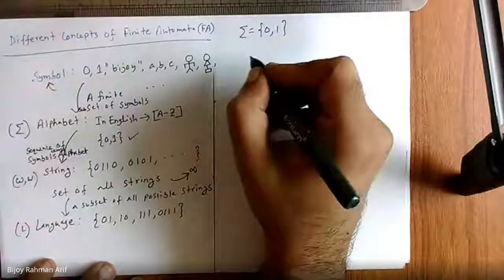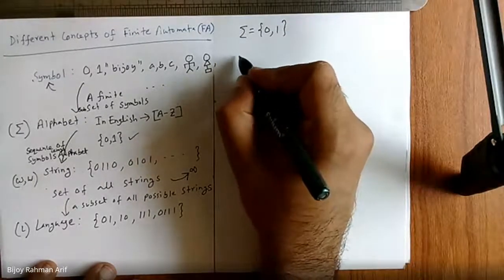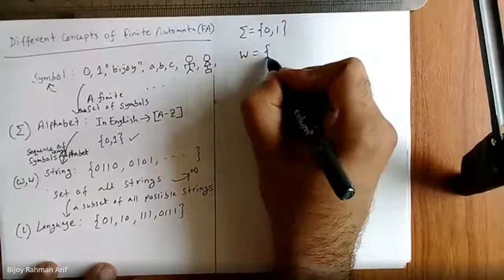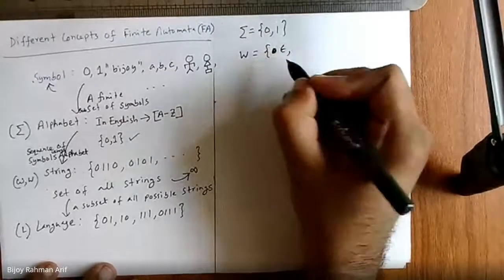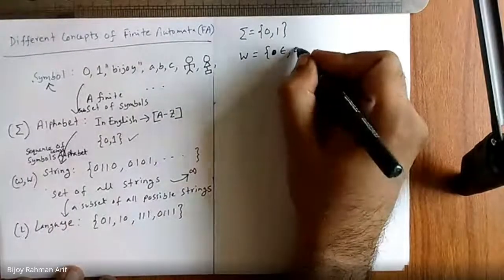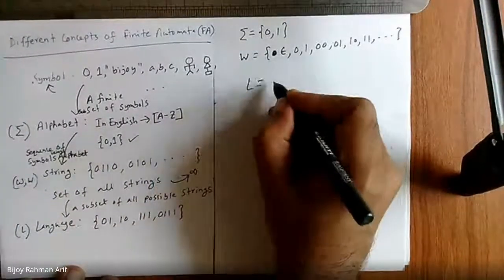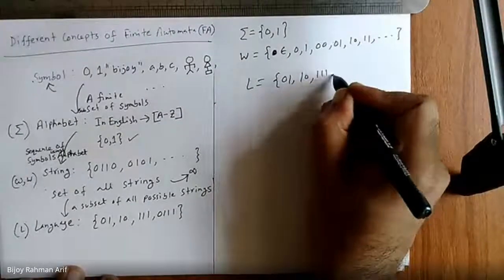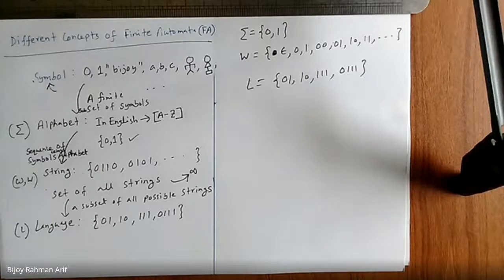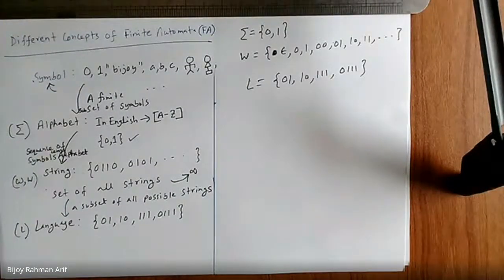Okay. Now, what is the set of W? At first, there is epsilon. What is epsilon? Blank. Nothing there. So epsilon should be in the W. Then 0, 1, 00, 01, 10, 11, and so on. Then I can define a language like this. Epsilon is a must. Epsilon is in any set of strings. Epsilon is a string, the empty string. And it is very important.